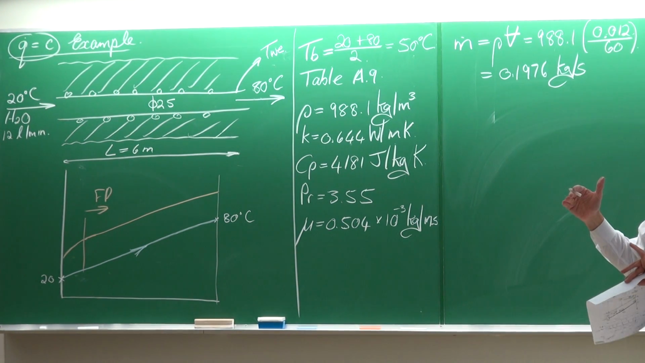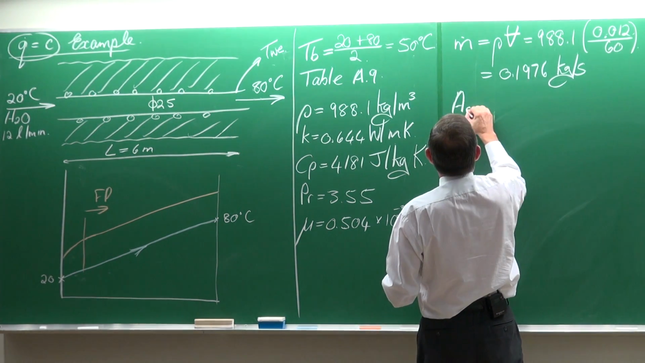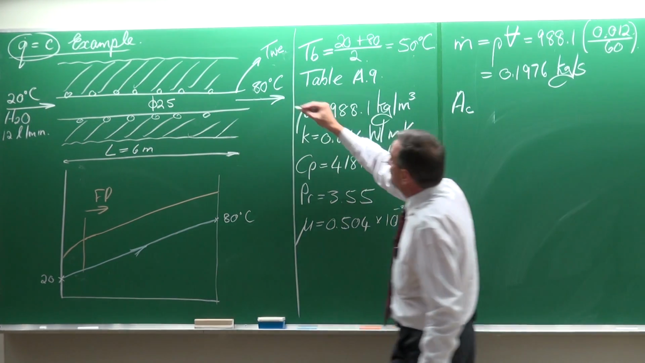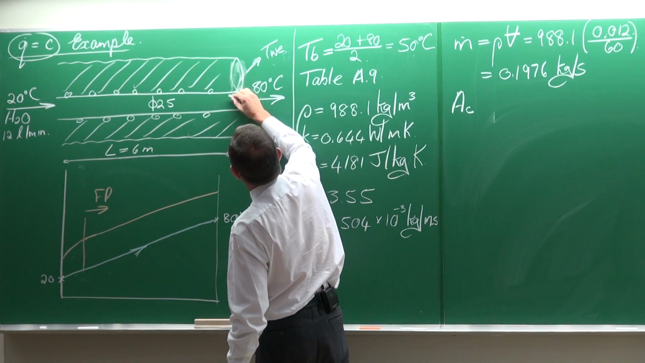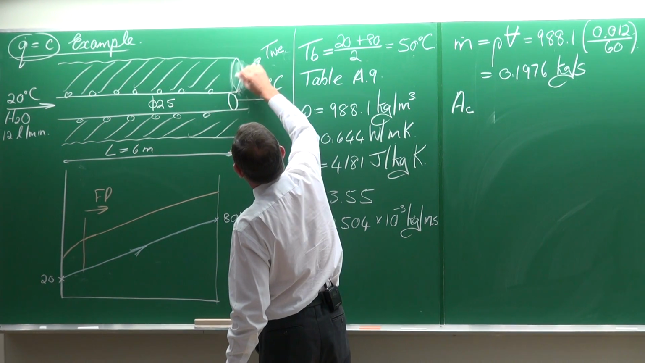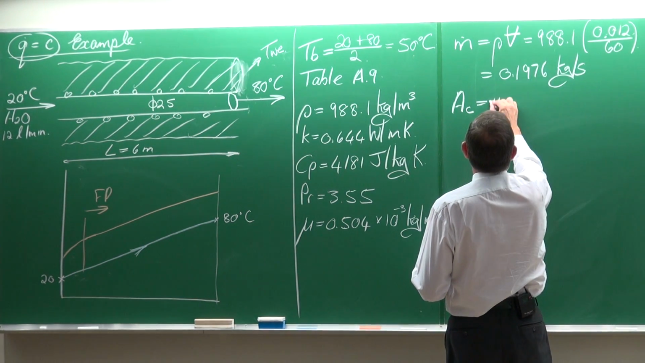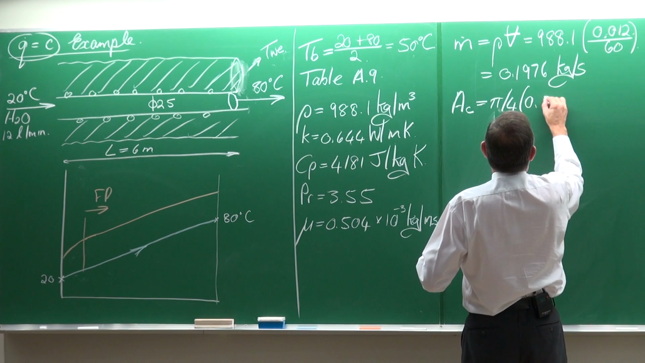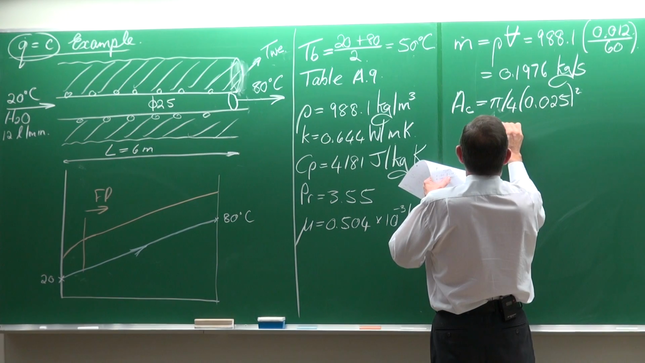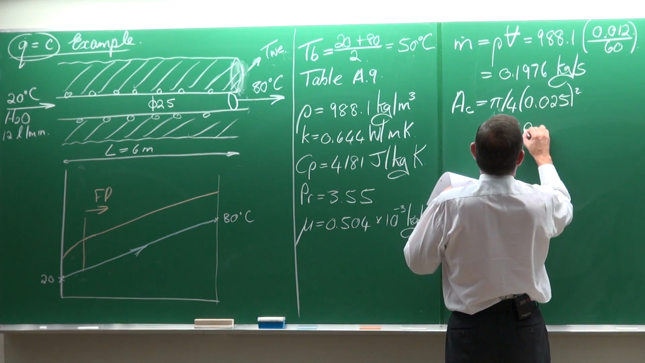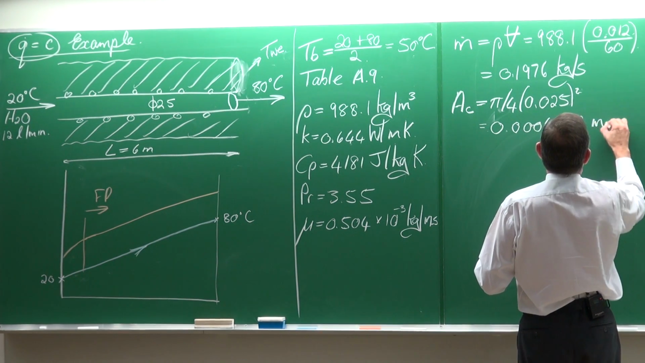We are also going to use two areas, and I'm going to work it out now, and that is firstly the cross-sectional area of the tube. It is this area through which the water flows, which is going to be pi divided by 4 multiplied by 0.025 squared, and that is going to be equal to 0.004909 square meters.